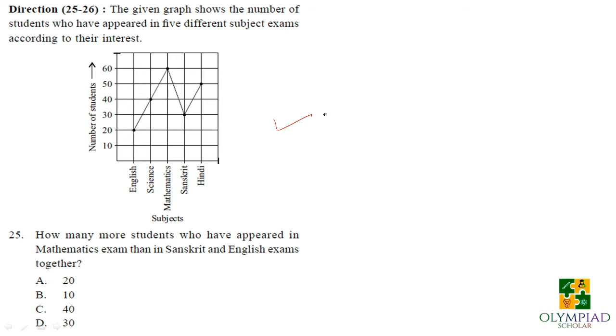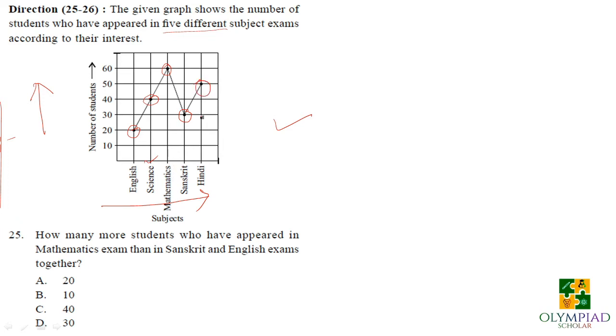The question is, the given graph shows the number of students who have appeared in the 5 different subjects. Here are the number of students, like 10, 20, 30, and here are the subjects, the names of the subjects. From this graph, you can check that in English, 20 students have appeared for the test. In science, if somebody asks how many students have appeared for the science exam, you can say that it is 40. Similarly, 60 students in mathematics, 30 students in Sanskrit, and 50 students in Hindi.